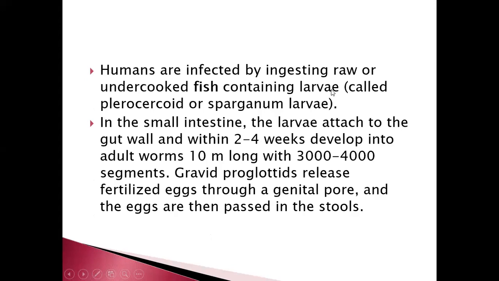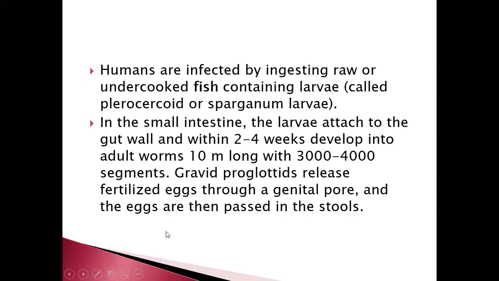Humans are infected by ingesting raw or undercooked fish containing larvae called plerocercoid or sparganum larvae. In the small intestine, the larvae attach to the gut wall, and within 2 to 4 weeks develop into the adult worm that is 13 meters long, with 3,000 to 4,000 segments.